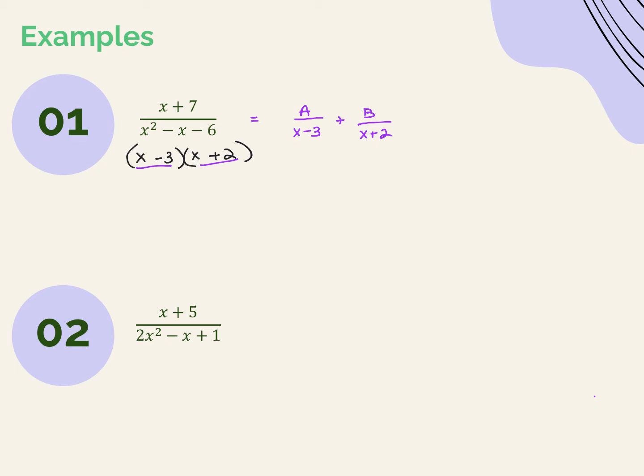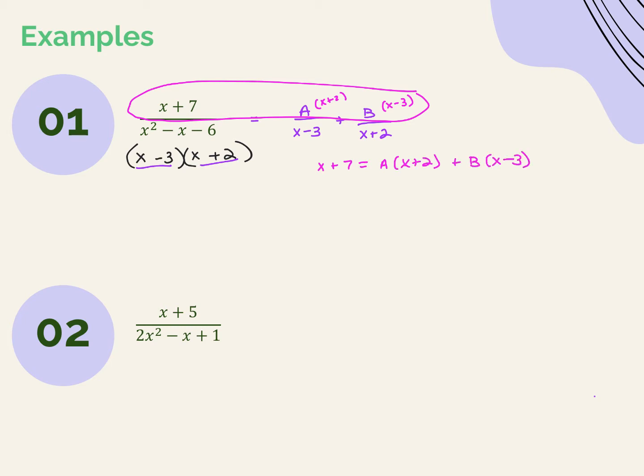Now we're going to multiply each A and B by the other denominator. So I'm going to multiply A times x plus 2 and B times x minus 3. Now the long process of this would actually be multiplying the numerator and the denominator by that. And that's how we're able to do it, by changing both the top and the bottom. But we kind of skip that step because now we just look at our numerators. So I get x plus 7 equals A times x plus 2 plus B times x minus 3.